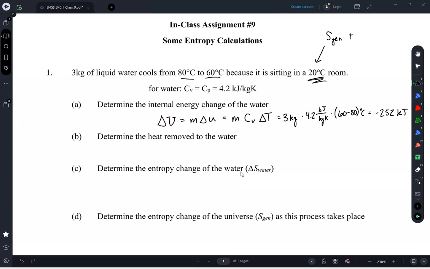If we want to determine the heat removed, we can run an energy balance, delta U equals Q minus W. The work is zero, the water's just cooling down, there's no volume change. There's no motion that's allowing us to extract that work. So delta U equals Q, so Q, the amount of heat, is negative 252 kilojoules, leaving the water. That's why it's cooling down. Right, so we can box that.